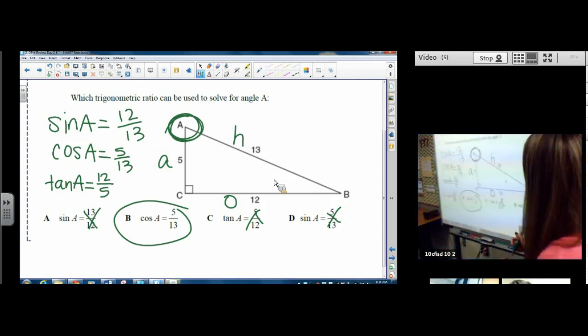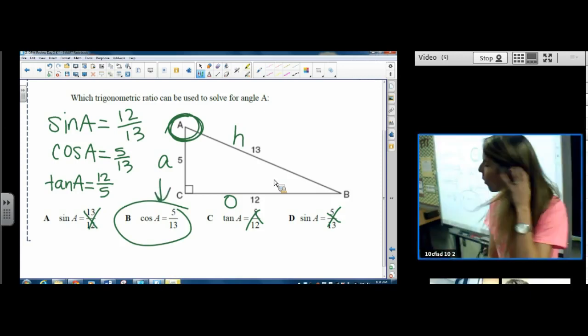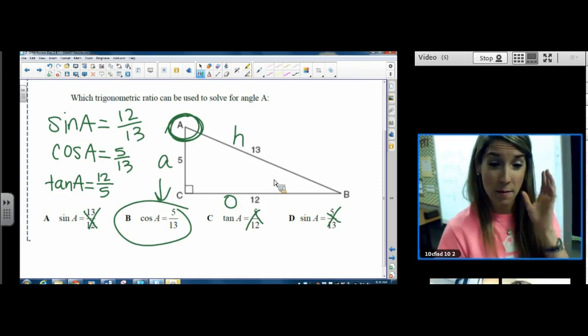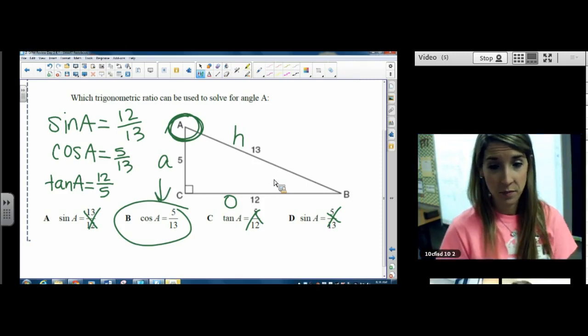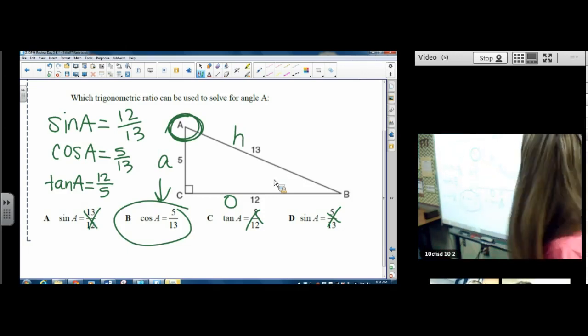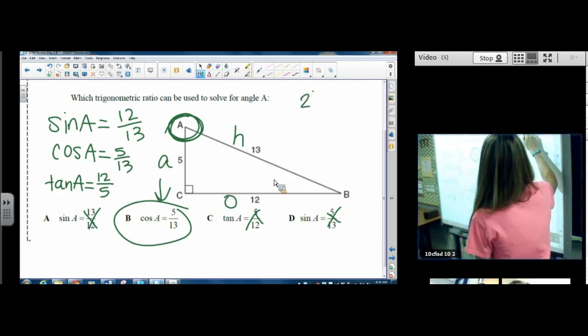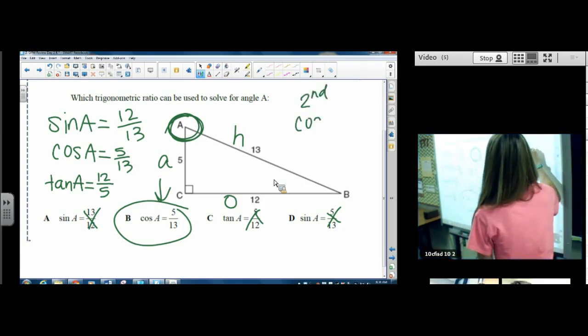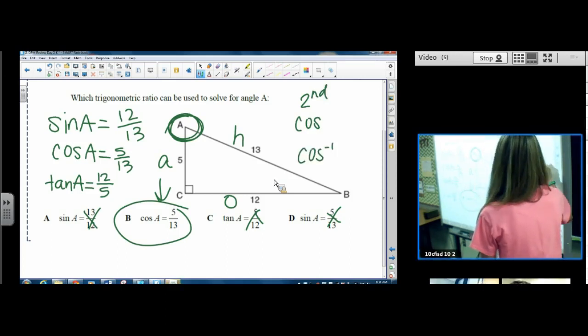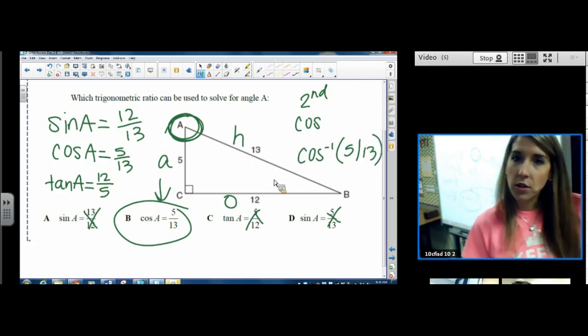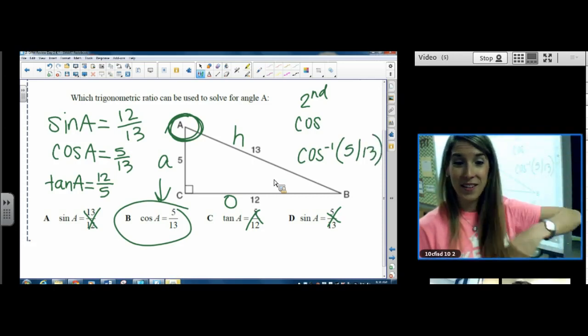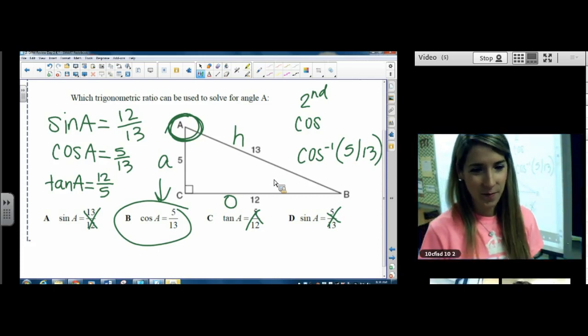Now, if I wanted to actually find the angle, what would I press in my calculator to find the measure of angle A? So you'd press second cosine, and it'll look like this. Cosine -1, and then you put 5 divided by 13. Make sure you're in degree mode, because if you're in radian mode, you'll get the wrong answer.